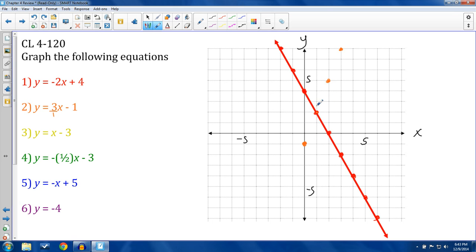If this rises 3 and runs every 1, then something else ran 1 and rose 3 as well over here. Or another way to put it is, if I rise 3 every time I run up 1, I can also go down 3 and go 1 to the left. Notice how negative 3 divided by negative 1 still gives you 3. It still gives me that slope. The fact that I went down doesn't change it, because I'm going to the left.